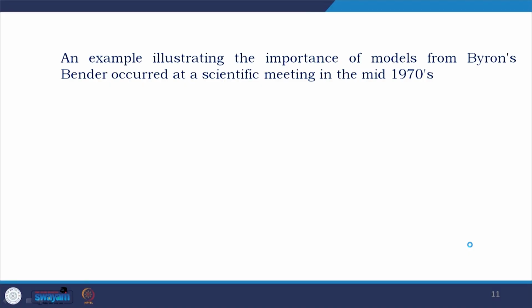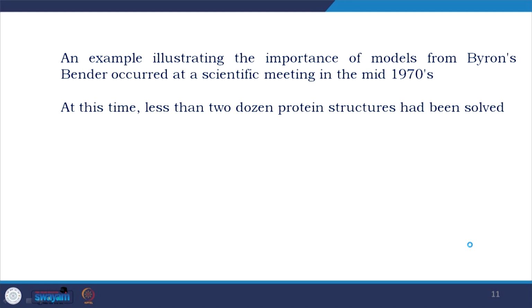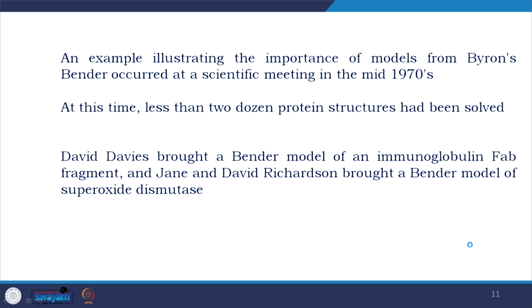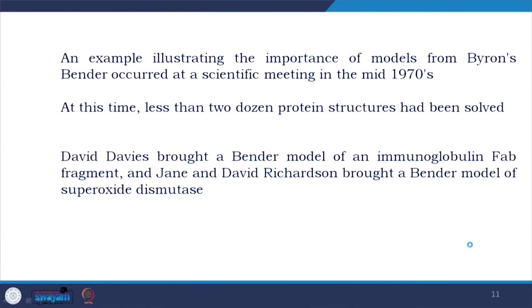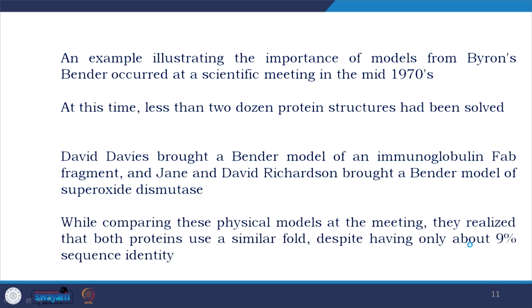An example illustrating the importance of models from Byron's bender occurred at a scientific meeting in the mid 1970s. At this time, less than 2 dozen protein structures had been solved, as we have already looked at in our journey in structural biology. David Davies brought a bender model of an immunoglobulin Fab fragment, and Jane and David Richardson brought a bender model of superoxide dismutase.